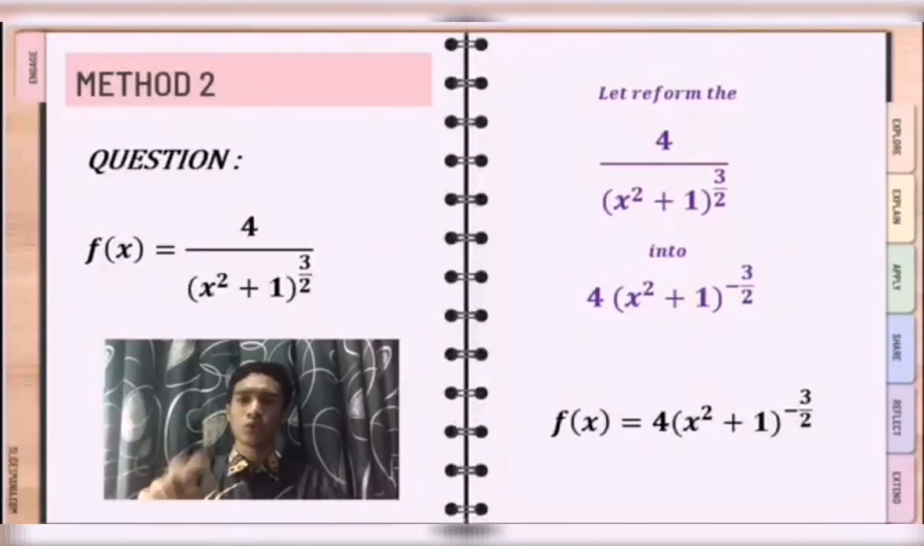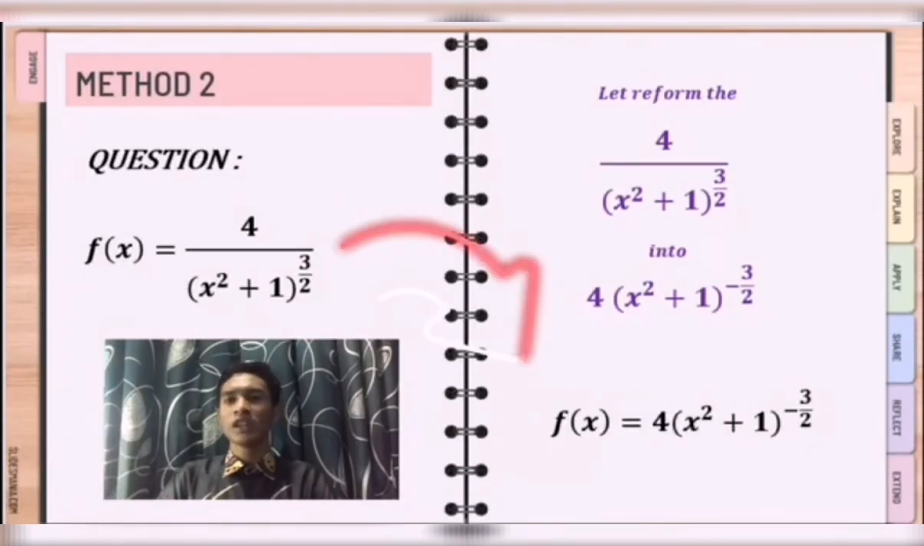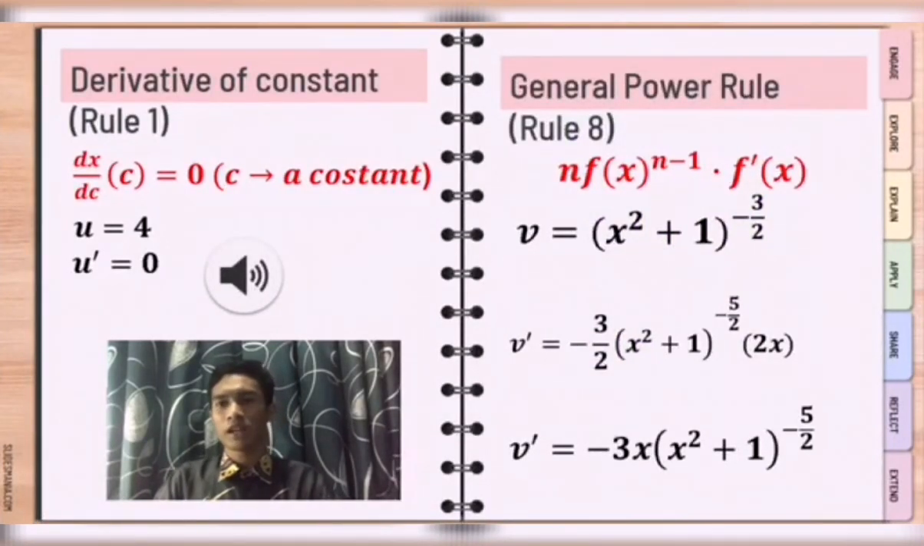For method 2, we need to reform 4 over (x squared plus 1) power of 3 over 2 into 4 times (x squared plus 1) power of negative 3 over 2. Make sure you put the negative. Then we derive u prime and v prime same as the first method. For u prime, we get 0, and for v prime, we get negative 3x times (x squared plus 1) power of negative 5 over 2.